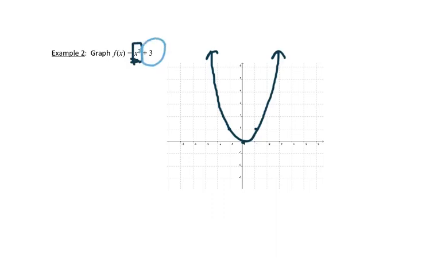This plus 3 is on the outside, so it means we're going to move up 3. So we take each one of those points and we move them up 3. And that gives us this curve, the same U shape, just up more on our graph. And that's our final answer.